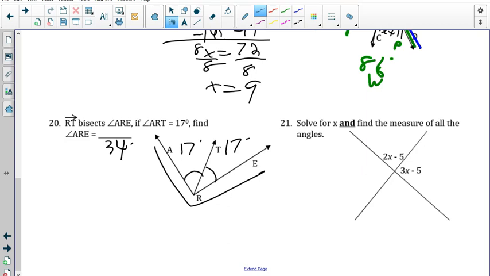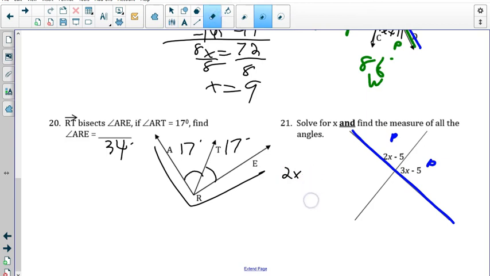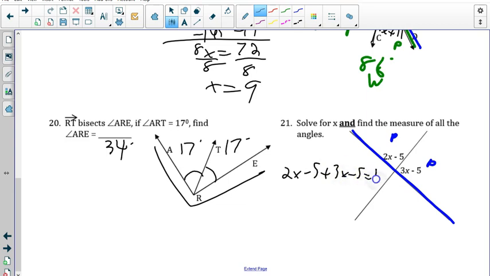Okay, 21. These are not vertical angles. They're not equal to each other because they're forming a straight line, which means part and whole is 180. So 2x minus 5, not plus, minus 5, plus 3x minus 5 equals 180.